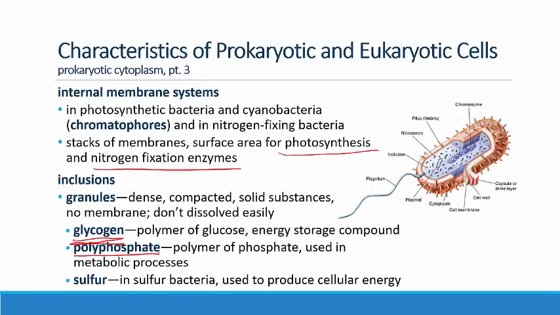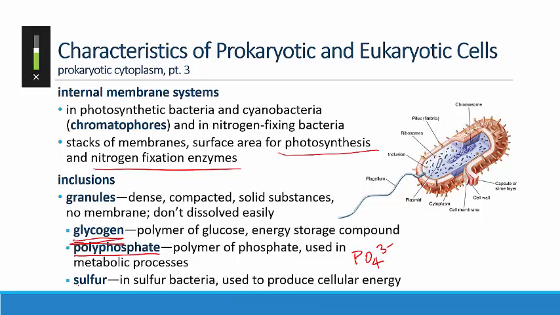Phosphorus is important, or the phosphate ion, the PO4 3- ion. PO4 3-, that's the phosphate ion. So this is a polymer of phosphate. Phosphate's super important to a lot of cellular processes, and so storing up phosphate makes sense for prokaryotic cells.